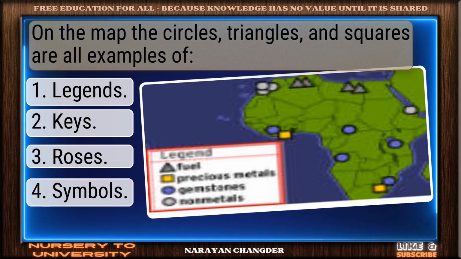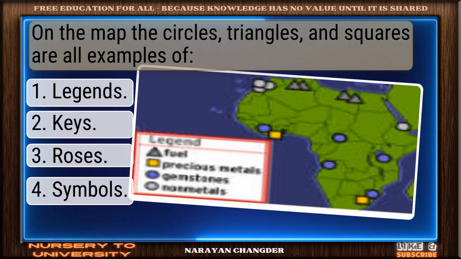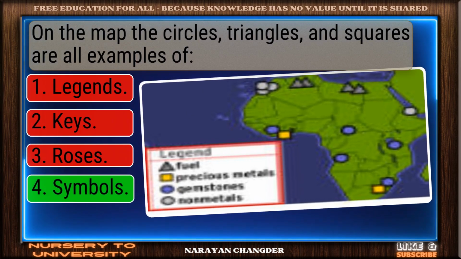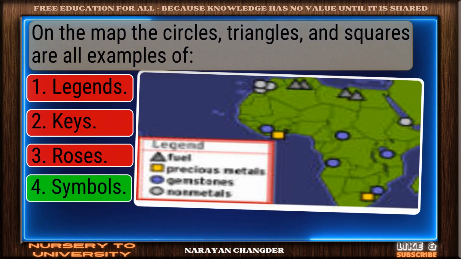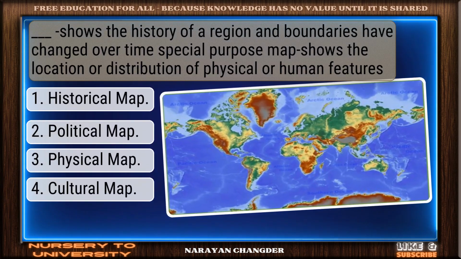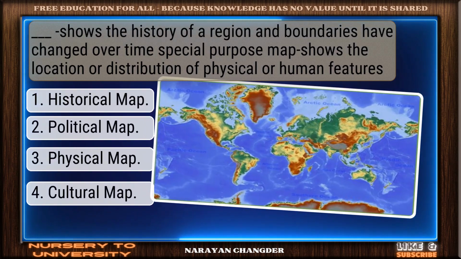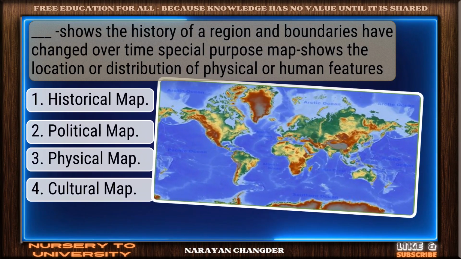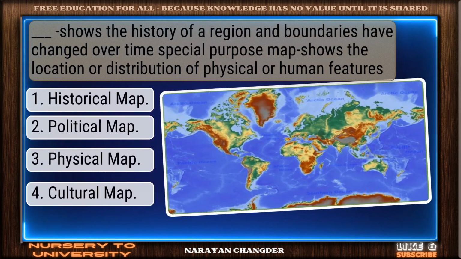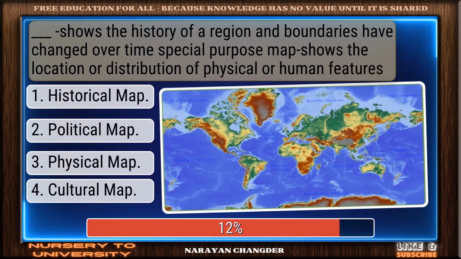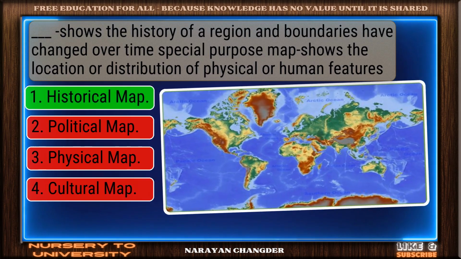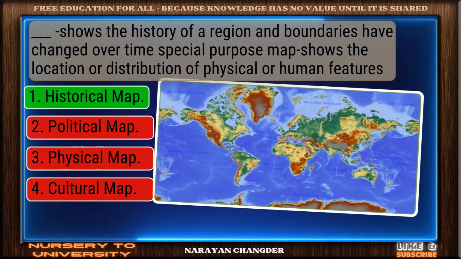On the map, the circles, triangles, and squares are all examples of dash. Solid response. Symbols is a valid choice. Dash shows the history of a region and how boundaries have changed over time. Special purpose map shows the location or distribution of physical or human features. Correct response. Historical map is the most accurate answer.